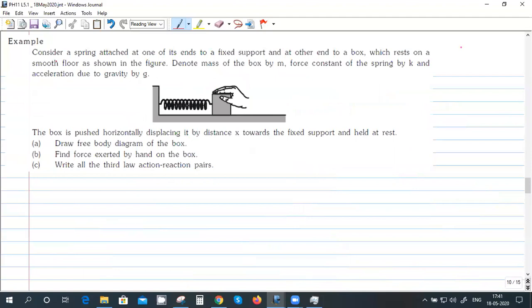Now try, again, it's just a free body diagram. Spring attached to a smooth floor. So the floor is smooth, no friction. Spring constant K. Gravity is there, G. This is the box. The box is pushed horizontally by distance X and held at rest. Draw the free body diagram of the box. Just do it in your paper.